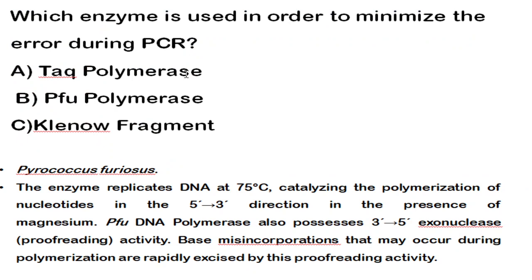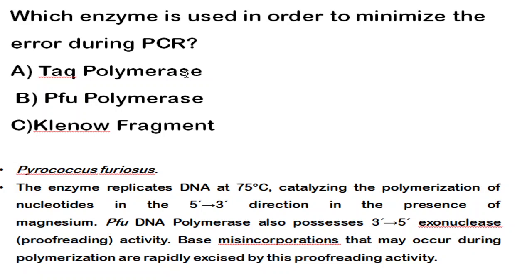Next is a unique question. It is a most interesting question. I wonder how many of you gave a correct answer. Which enzyme is used in order to reduce or minimize the error during PCR? The correct answer is Pfu polymerase. It is also a thermostable polymerase which is employed in PCR and is isolated from Pyrococcus furiosus.